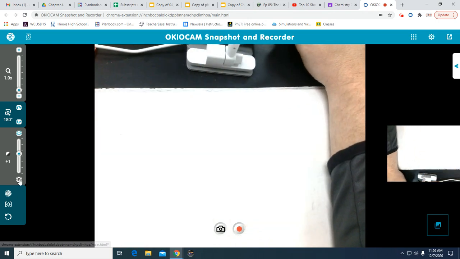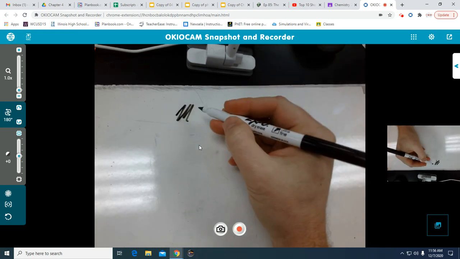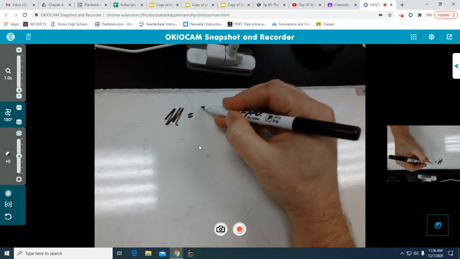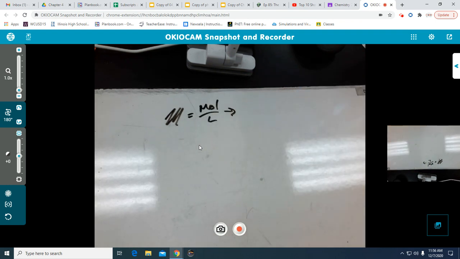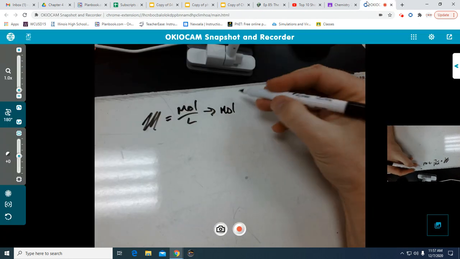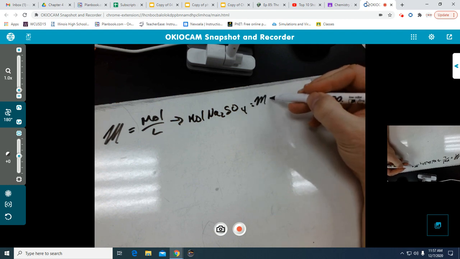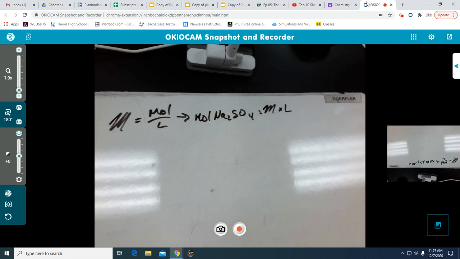First thing is, I need to look at this equation. That is a capital italicized M, if you can't tell, moles per liter. Okay? The first question, however, is asking us to determine how many grams of sodium sulfate are there in 15 milliliters with a concentration of 0.5 molar? Okay? So I need to solve for moles of sodium sulfate. So that's going to be molarity times liters.